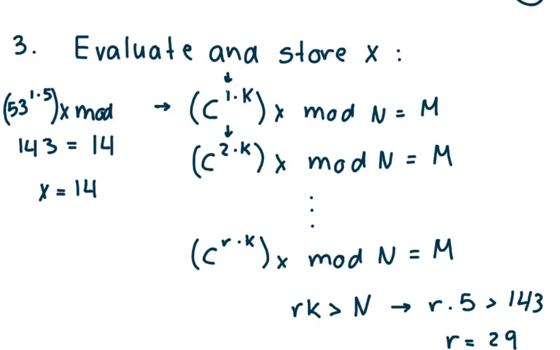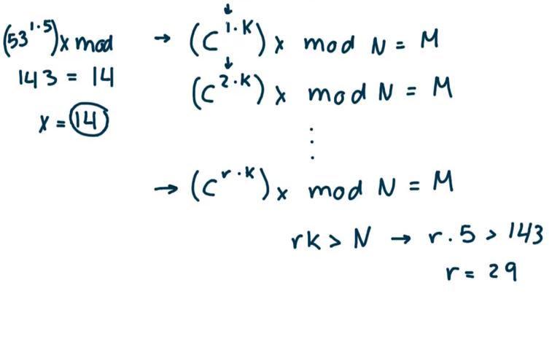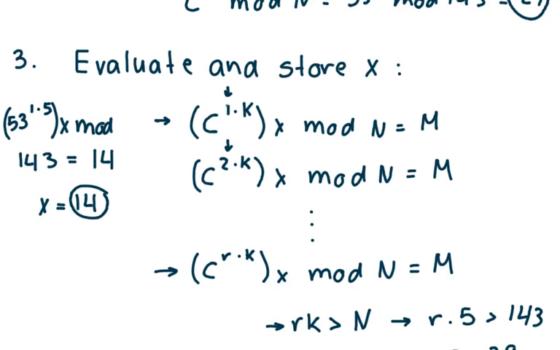We can check that if we want to. 53 to the fifth power is 418,195,493, and that value times 14 is equal to 5,854,736,902, and that value, mod 143, is indeed equal to 14, so we know that the value that we computed for x, 14, is a valid value that satisfies this requirement. So we go ahead and we store this value of 14 in our list. And we're just going to keep on doing that same sequence until we get to c to the r times k power, where again r times k is going to be greater than n, or r is equal to 29. And after we've got all those values, we're just going to go ahead and store them in a list.